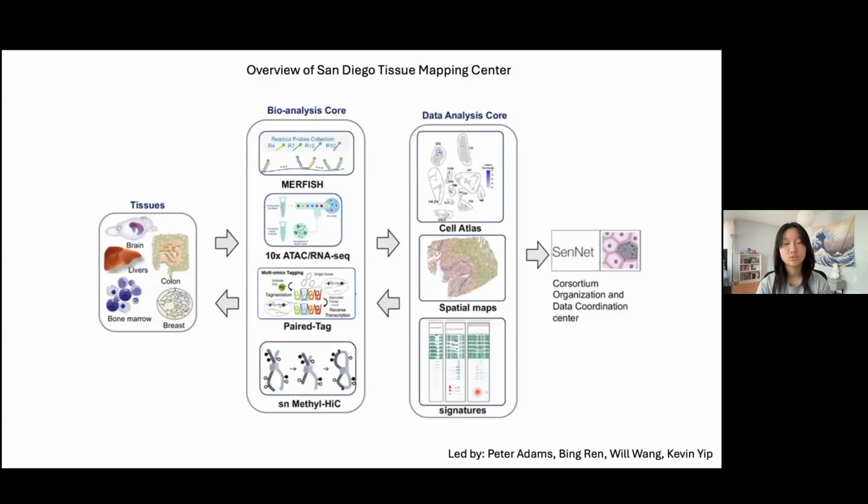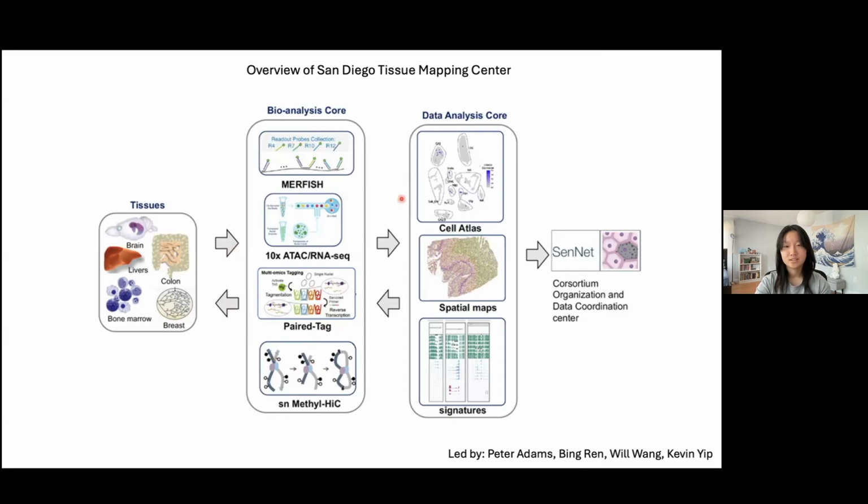This is an overview of the San Diego Tissue Mapping Center. The focus is to spatially map at the single cell level the aging of the liver, brain, colon, mammary gland, and bone marrow during aging. So these 5 tissues are processed and sent to the bioanalysis core, where they use multiple approaches to spatially map these senescent tissues. The approaches are shown here.